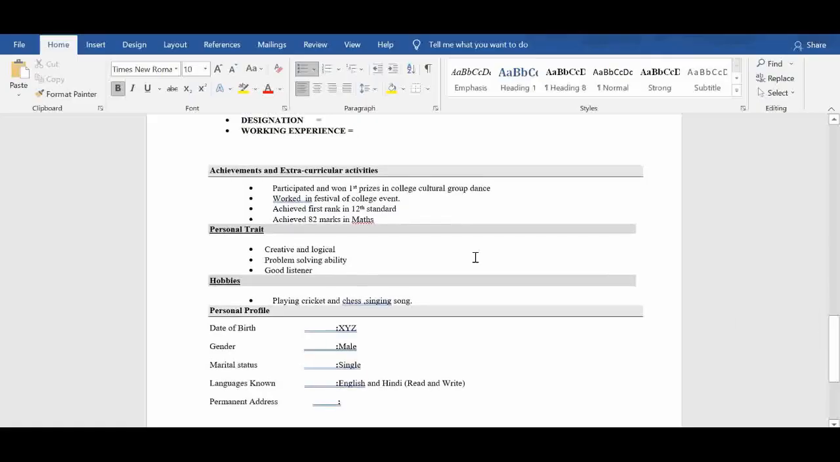Then coming to achievements and extracurricular activities. So extracurricular definitely should have a section, in which you mention the top 2-3 things. Again, personal traits, this is completely a useless thing, because a recruiter does not hire you based on the personal traits that you mention on the CV.